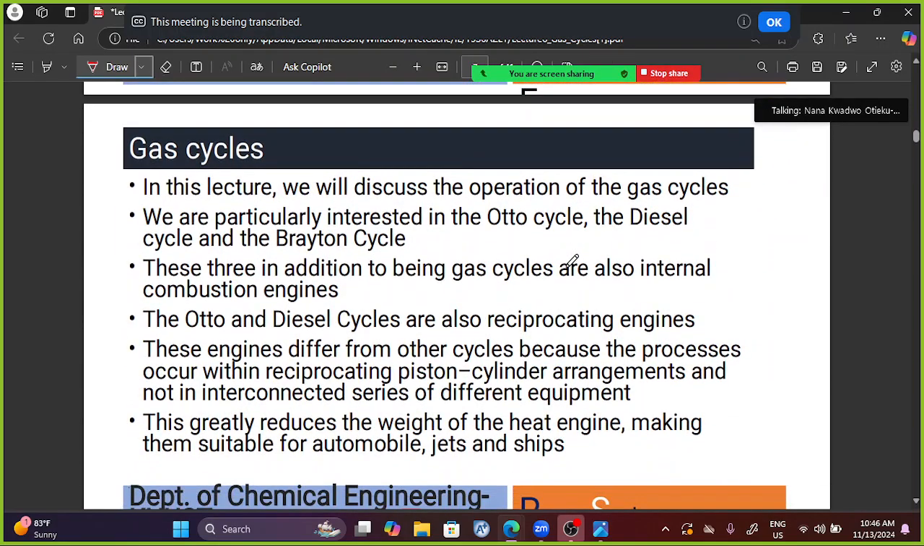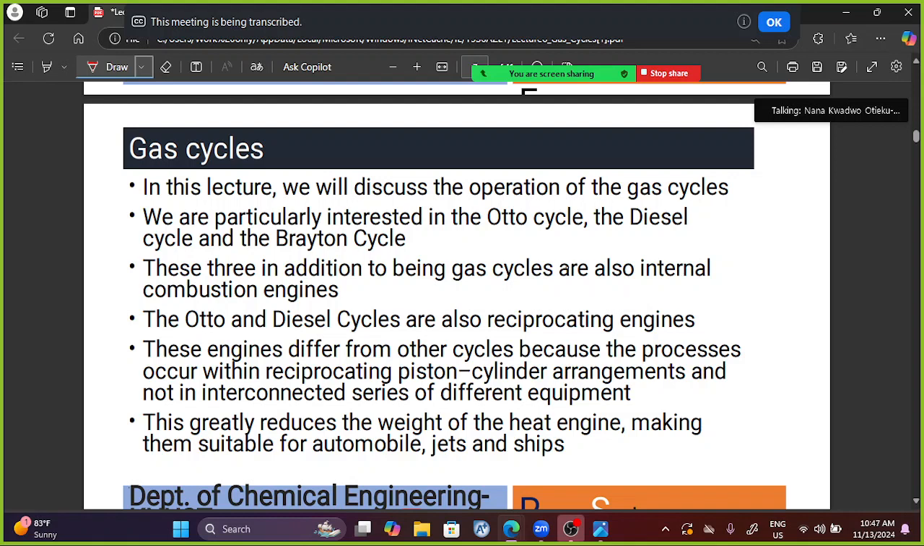Okay, so now let's go back to gas cycles. We're saying that in this lecture we are going to discuss the creation of gas cycles. Remember, we said for a gas cycle, the working fluid we are using is going to be a gas at every point. So we're not going to have a case where it becomes a liquid at a point. So it's going to be a gas at every point.